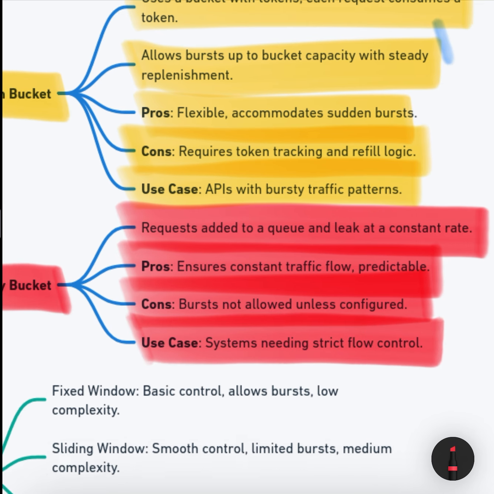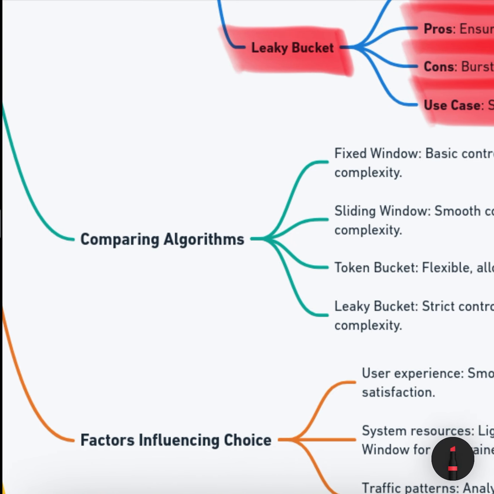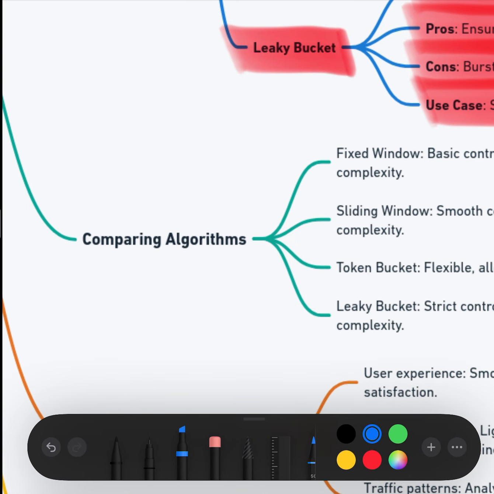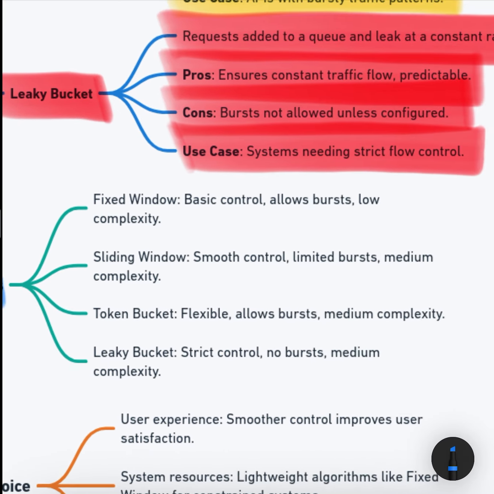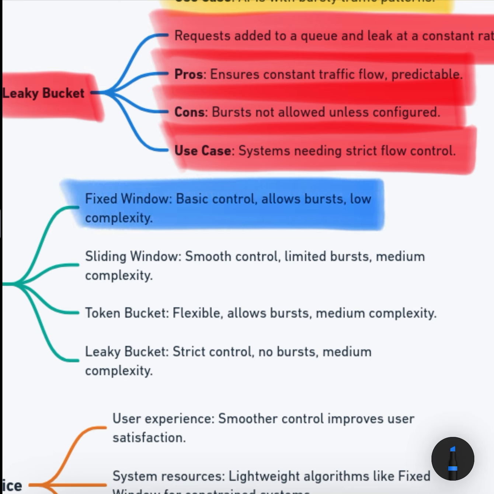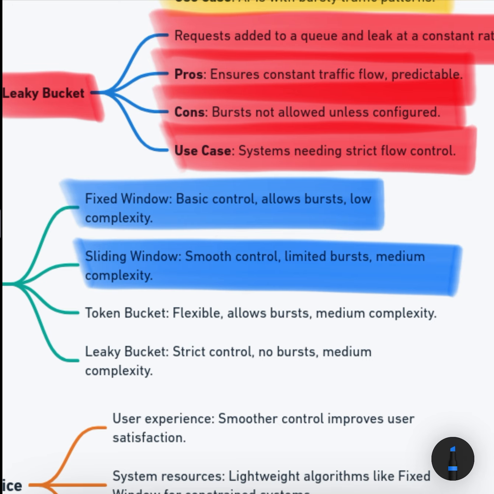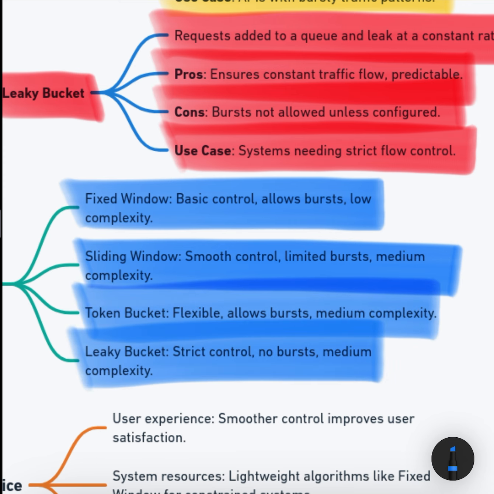3. Comparing algorithms. Algorithm, traffic control, bursts allowed, complexity, best use case. Fixed window: basic, yes, low; small systems with predictable load. Sliding window: smooth, limited, medium; real-time fairness. Token bucket: flexible, yes, up to capacity, medium; APIs needing occasional bursts. Leaky bucket: strict, no, medium; systems needing consistent flow.